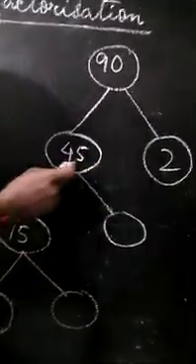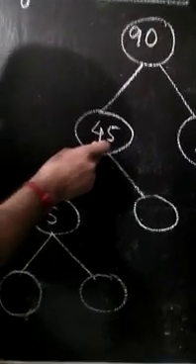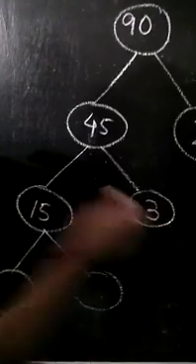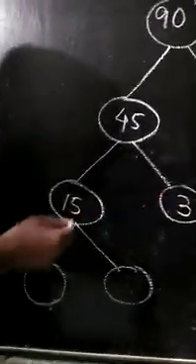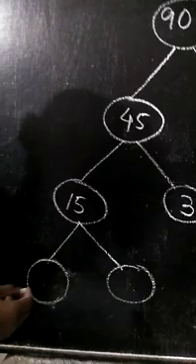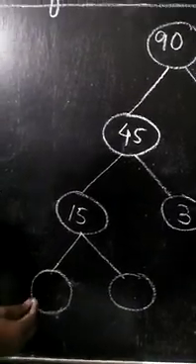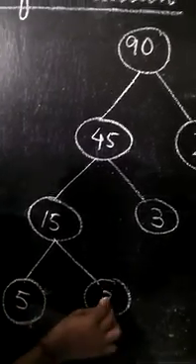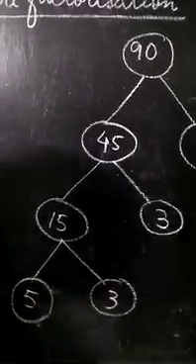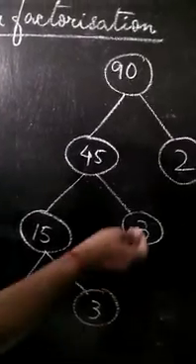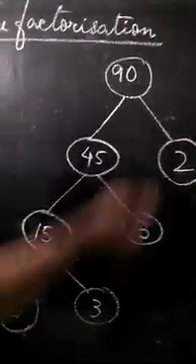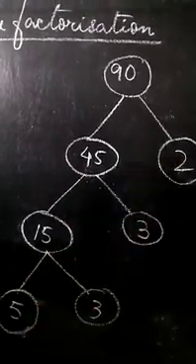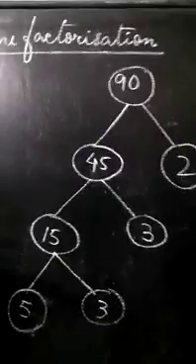Now let us come to 45. 45 can be written as 15 into 3. And next, how can we write 15? It can be written as 5 into 3, or you can write 3 into 5. Any way you can write. That means 5, 3, 3, 2, these are all the prime factors of 90. These are the prime numbers and these are the factors of 90.